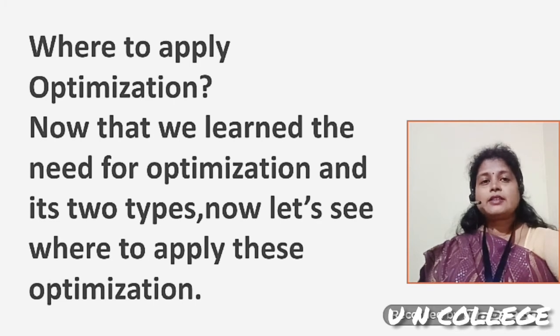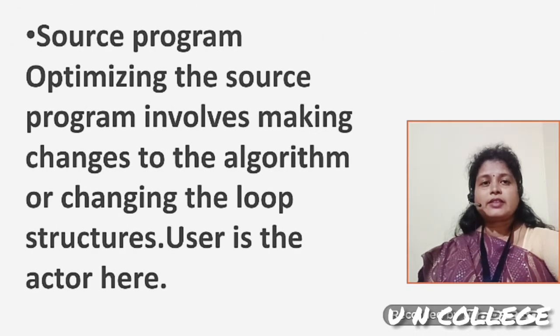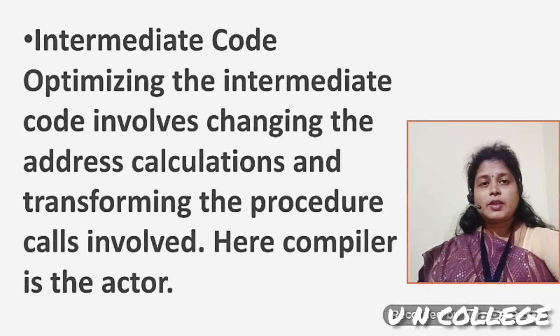Now we will discuss one more point, that is where to apply optimization. Now that we learned the need for optimization, and that it is of two types, let us see where to apply it. First, the source program, on which we can implement code optimization. Optimizing the source program involves making changes to the algorithm or changing the loop structure. The user is the actor here. This is called source code optimization.